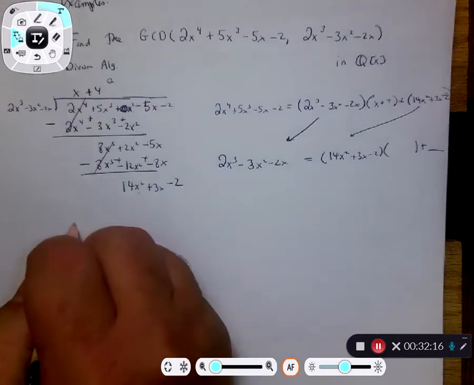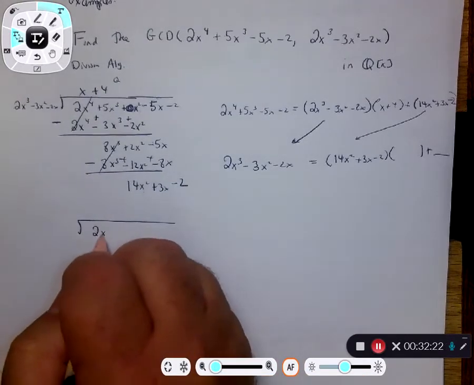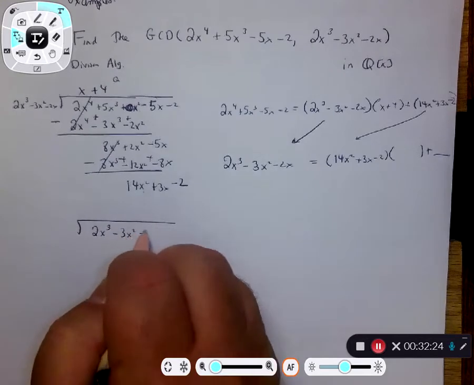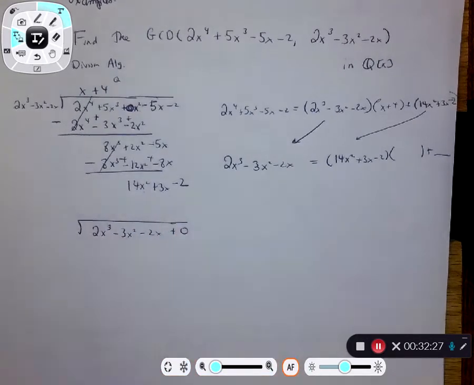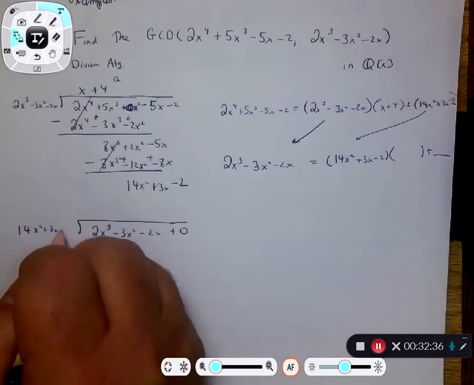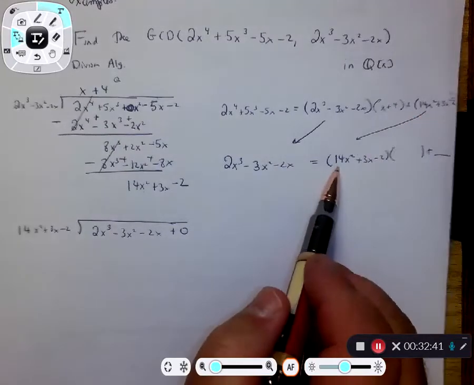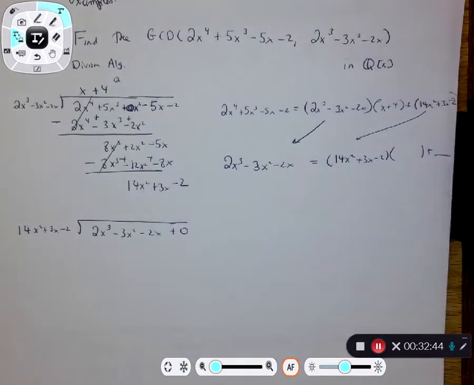Alright, now the big polynomial is my dividend, which is 2x cubed minus 3x squared minus 2x plus 0. If you've got a term missing, put a 0 in for it. Divided by 14x squared plus 3x minus 2. The remainder from the one division turns into the divisor of the next division as you're doing the shift method. And remember, you're looking for the GCD. The GCD is going to be the remainder before the remainder of 0. And don't forget, GCDs have got to be monic. Remember that in the back of your head.